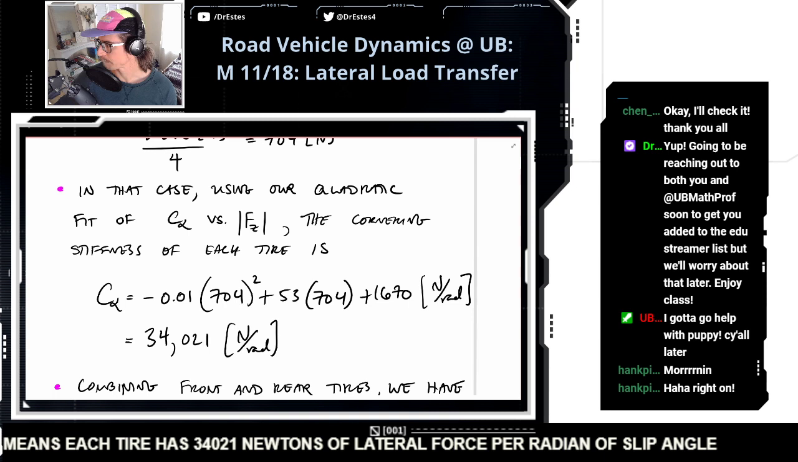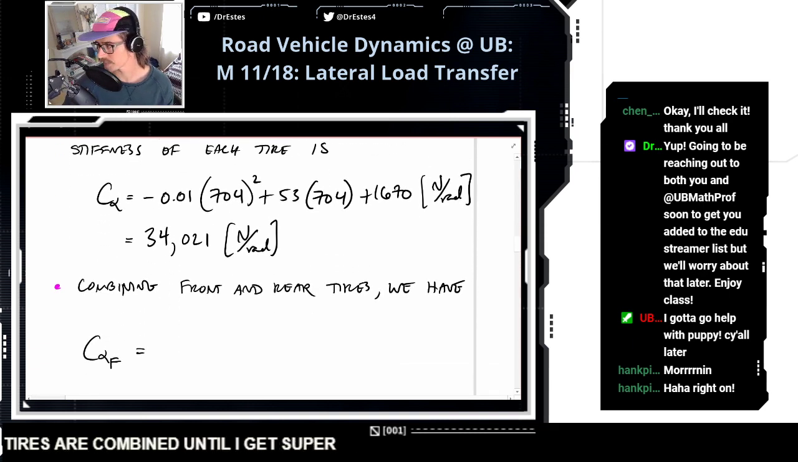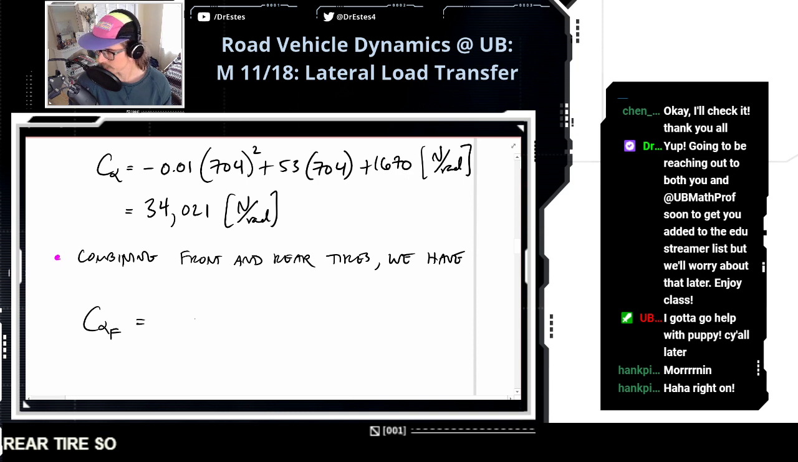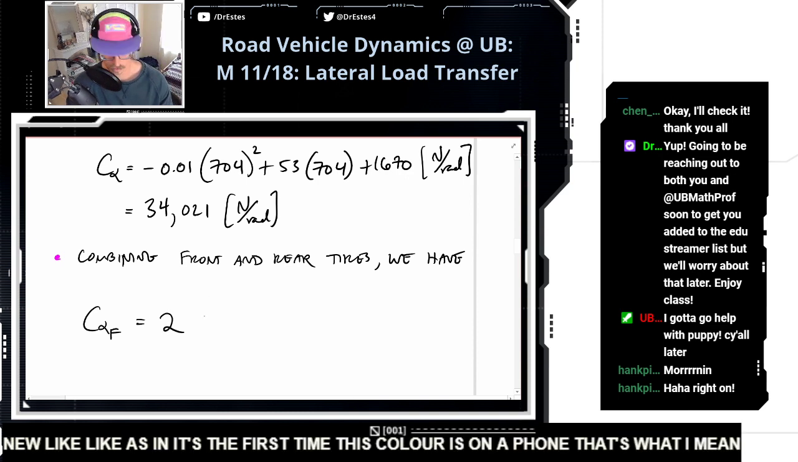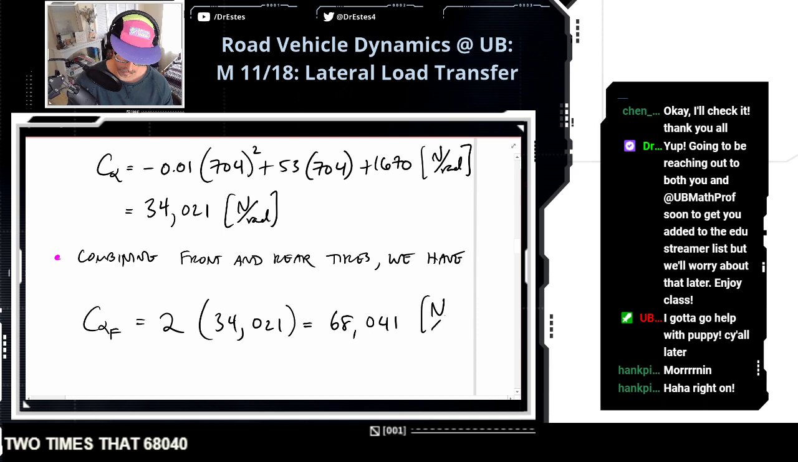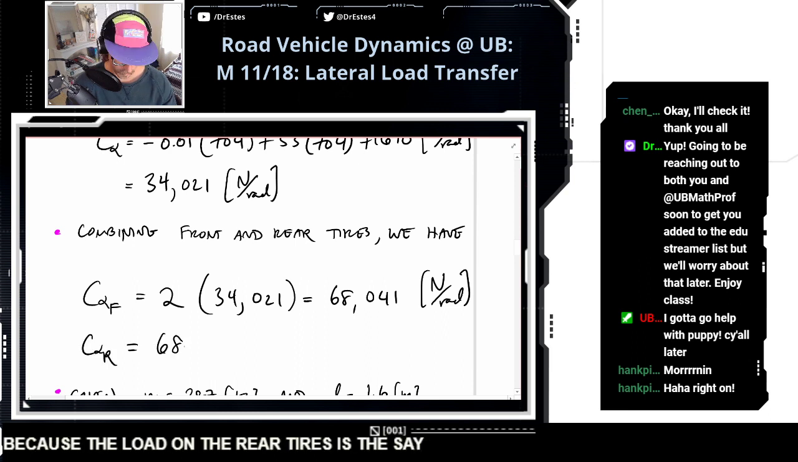Now, when we use the bicycle model, because our understeer gradient is defined with respect to the bicycle model, we assume that the front tires are combined together into like a super front tire. The rear tires are combined into like a super rear tire. So basically, the front combined cornering stiffness is just going to be two times that. And because the load on the rear tires is the same, the combined rear cornering stiffness is going to be the same as the front.